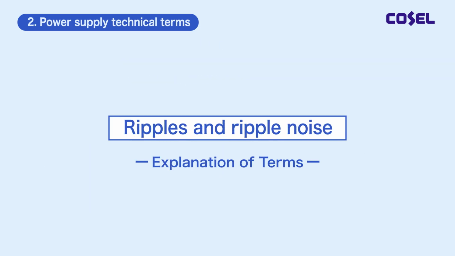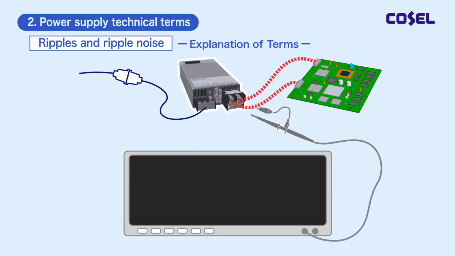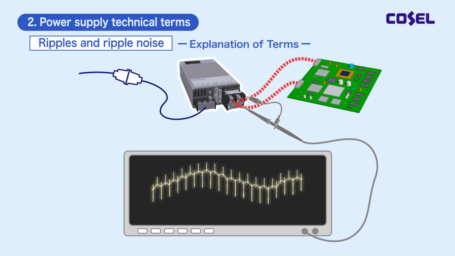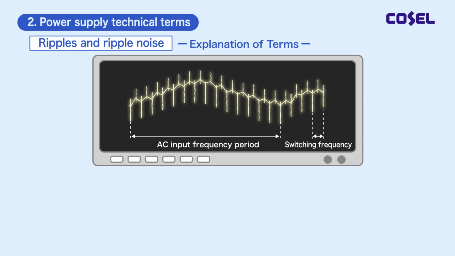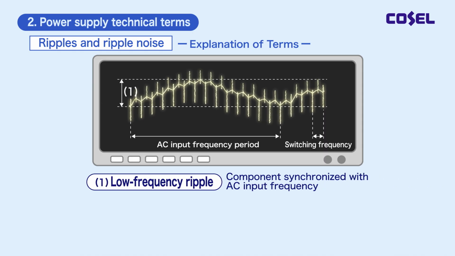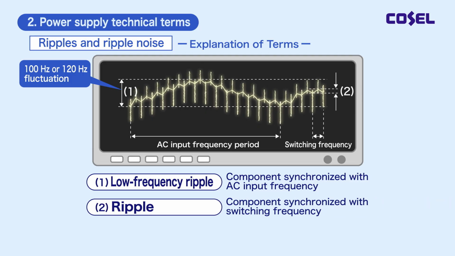Now, let's talk about ripples and ripple noise. Checking the output voltage waveform of the power supply with an oscilloscope shows that the voltage is fluctuating. This output voltage variation can be divided into three main categories. One is a low-frequency ripple, which is a component synchronized with the AC input frequency and fluctuates at 100 Hz or 120 Hz. Two is a ripple.